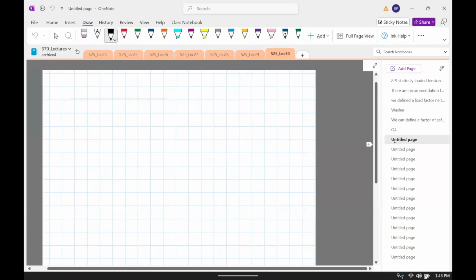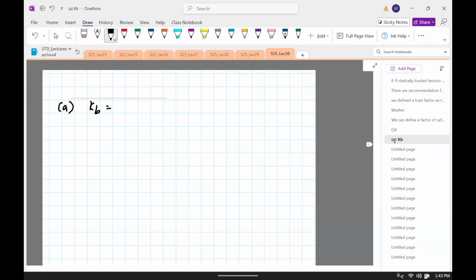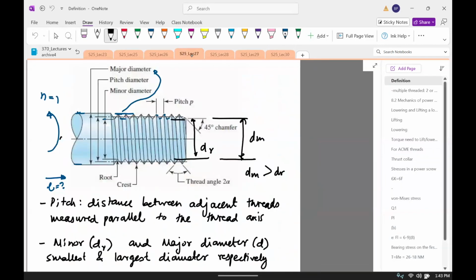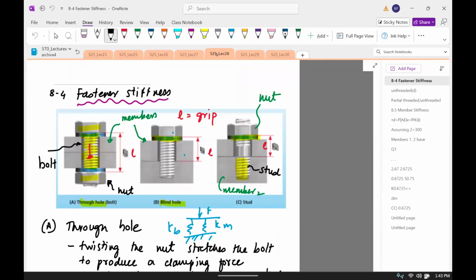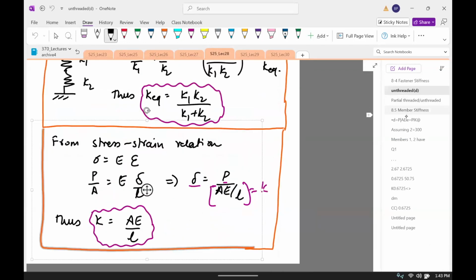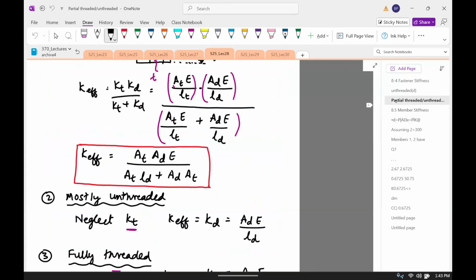Let's compute KB. Okay, the formula for KB, this is the bolt stiffness. We did this sometime back. It depends on the threaded and unthreaded part. Let me try to recollect this. Yeah, here it is. AT AD E divided by this formula.